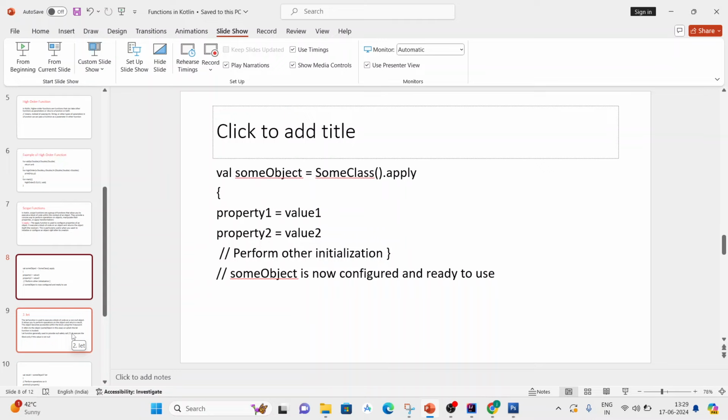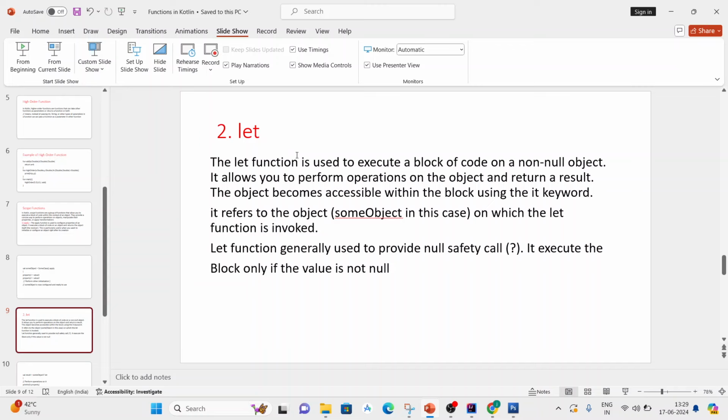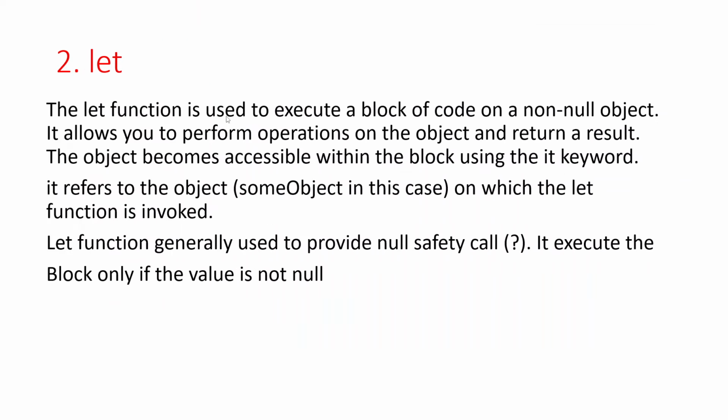Now let's talk about the second scope function, which is let. The let function is used to execute a block of code on a non-null object. It allows you to perform operations on the object and return a result. The object becomes accessible within the block using the it keyword. It refers to the object, someObject in this case, on which the let function is invoked. The let function is generally used to provide null safety. It executes the block only if the value is not null.